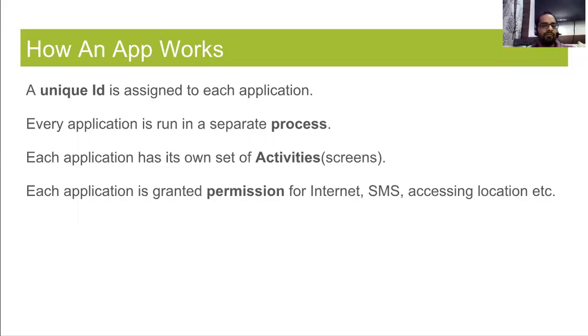Every application has a set of activities. Activities are what we call screens in Android. So for every screen in an Android application, we create an activity. Activity is a Java class where we write our Java logic for handling UI as well as for handling database, for getting data from network and showing the data in UI.